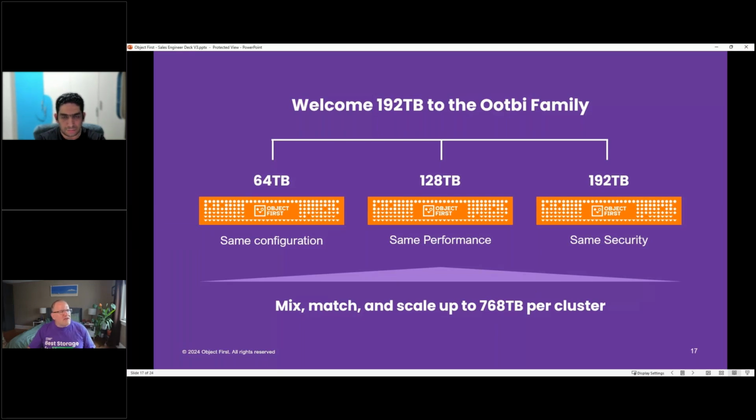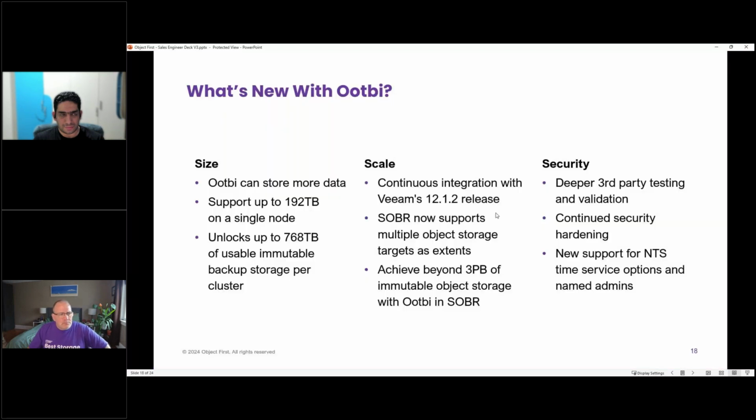I remember when I used to work with vSAN, VMware vSAN, you really had to have everything exactly the same. Here, no, you can mix. You could have a 128 and then add a 64 if you need to, and go up to the ultimate 192 for everything if you need.